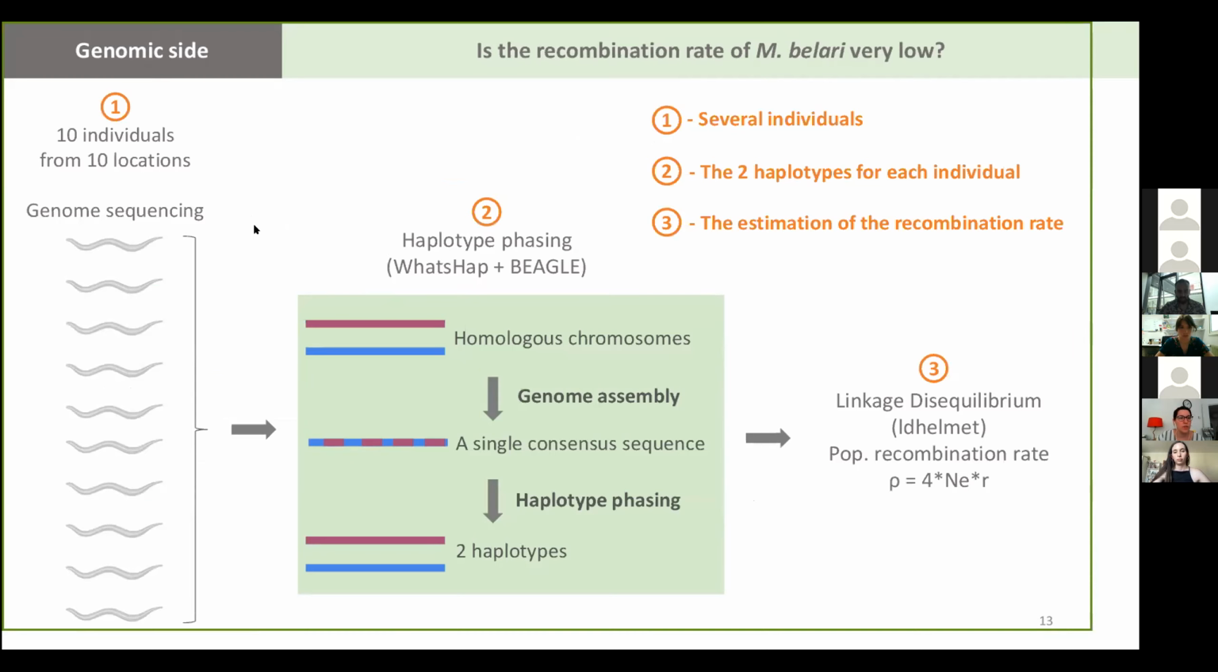To achieve that, we sampled 10 individuals from 10 locations and we sequenced the genomes. We then did haplotype phasing because you have homologous chromosomes, but by doing simple genome assembly, you obtain a single consensus sequence. The haplotype phasing allows us to recover the two haplotypes in two different assemblies, which allows us to compute the linkage disequilibrium and estimate the populational recombination rate using a Bayesian software. This recombination rate depends on the effective population size and the recombination rate.